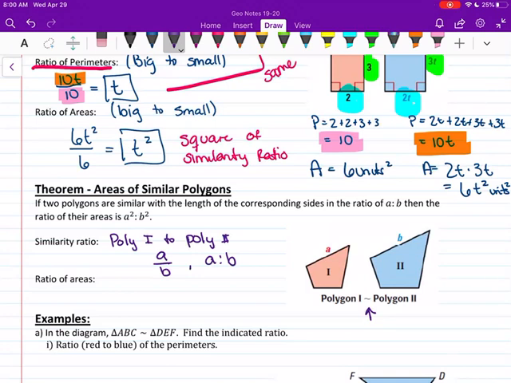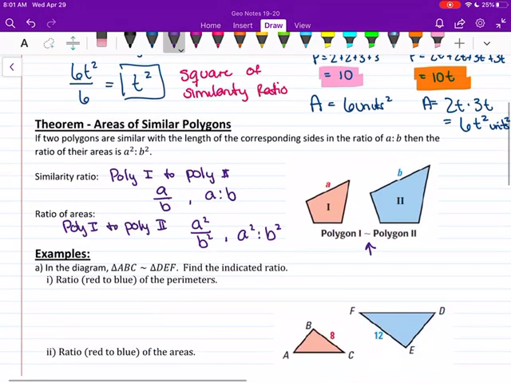And then the ratio of the areas, once again, from polygon 1 to polygon 2 is going to be A squared over B squared, or A squared to B squared using a colon. I typically will use the fraction form. So that is our big idea for today. We have 3 examples, so if you want to go ahead and try the examples now on your own and then come back and see how you did.